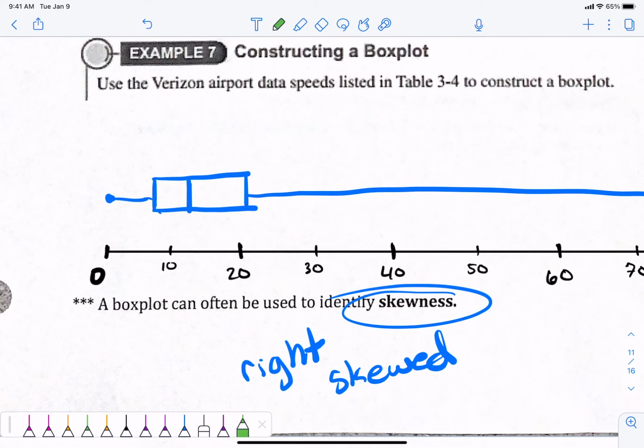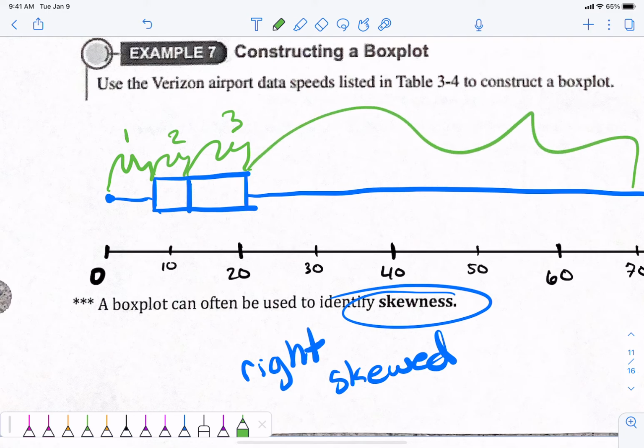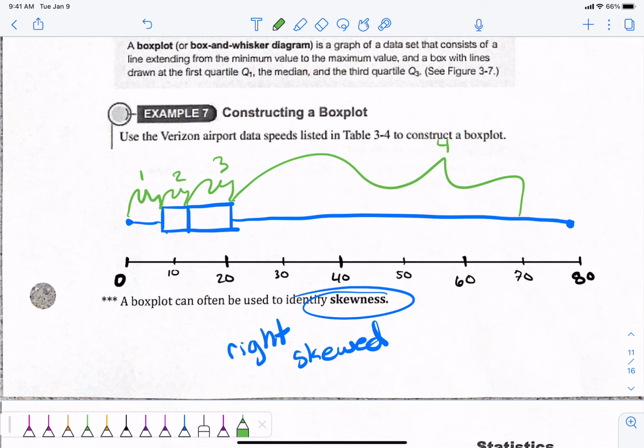$1 million question. Do you see how this box is separated into 4 quarters? Like this is the first quarter, this is the second quarter, this is the third quarter, and this is the 4th quarter of my data. Which data set has the fewest numbers in it? 4, because there's no builder. I don't know, I'm just kidding.